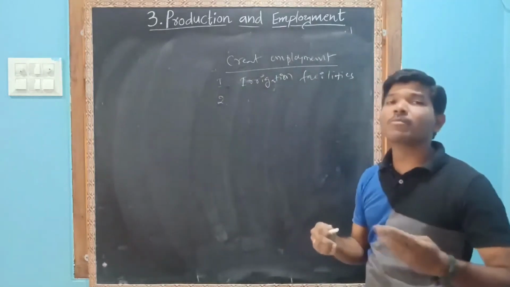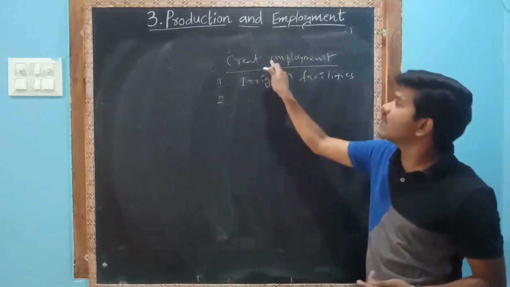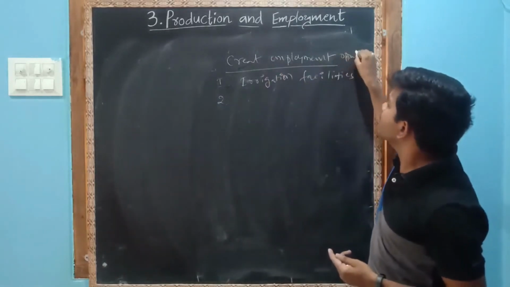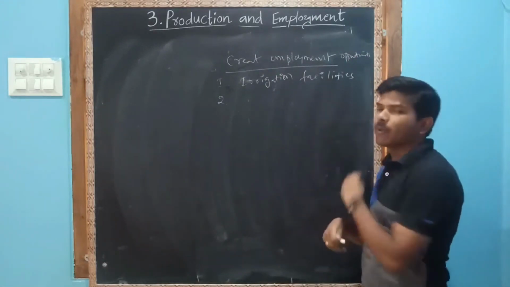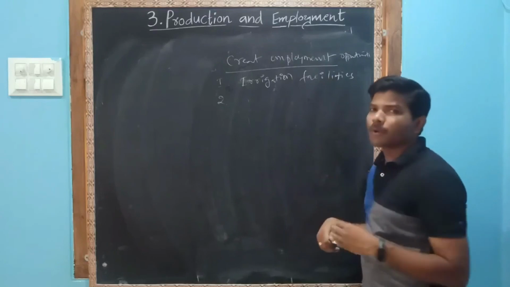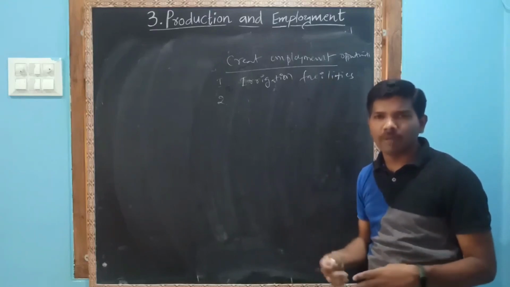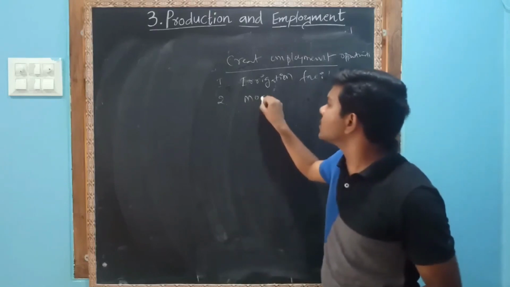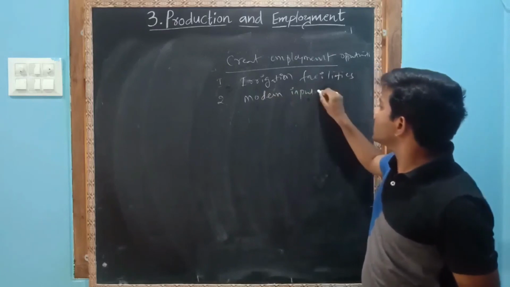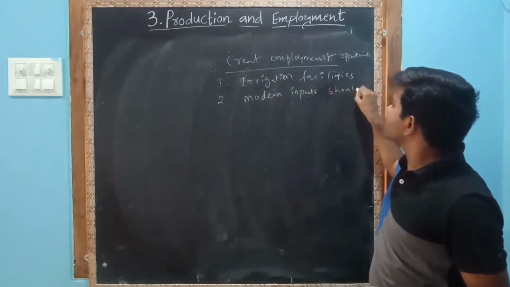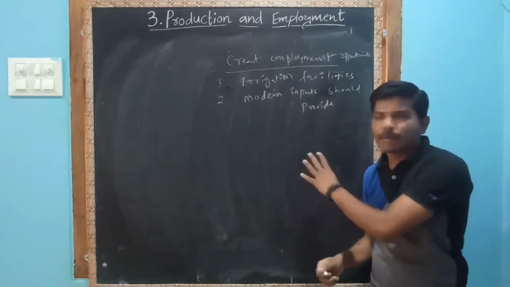Second one, what steps should the government take? What are the steps the government needs to take to create employment opportunities? First one is providing irrigation facilities. If irrigation facilities are provided, people like Gayatri may benefit from borewells. Next, modern inputs should be provided. Modern inputs for agriculture should be provided.